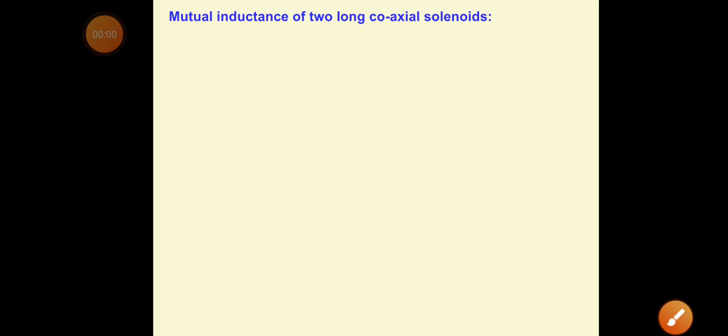Hello dear students, in our previous video we discussed the concept of self-inductance and obtained the expression for self-inductance for the case of a solenoid. Mainly we saw that the coefficient of self-induction depends on the medium, number of turns and dimensions of the solenoid. In the same way, what factors the mutual inductance depends on is what we have to discuss in this video. So, mutual inductance of two long coaxial solenoids.